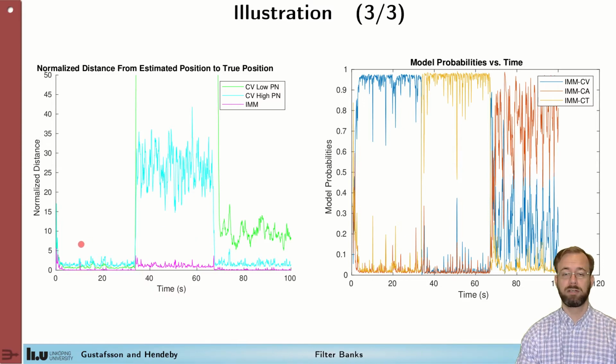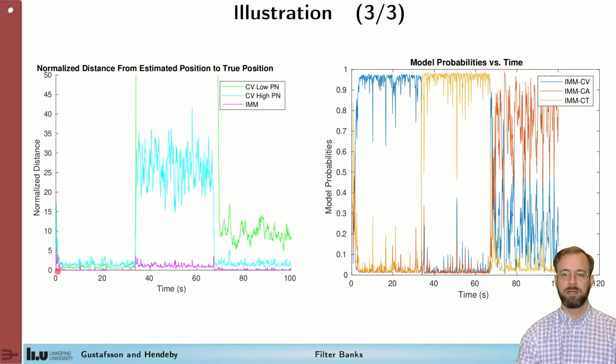So here to the left we have the root mean square error. The purple is the root mean square error for the IMM. The green again for the Kalman filter with a low process noise, and the cyan is for the Kalman filter with a high process noise. We see that all the models fairly well follow the first constant velocity part of the target trajectory.